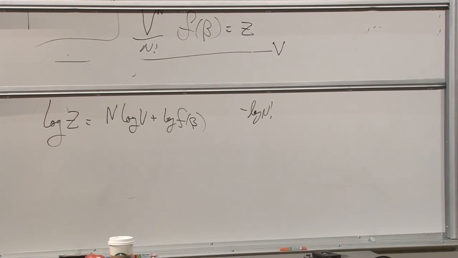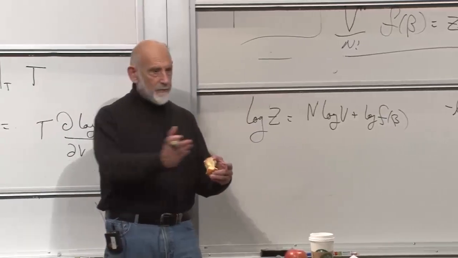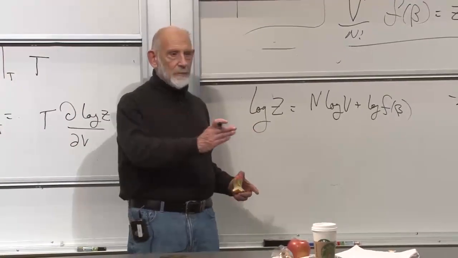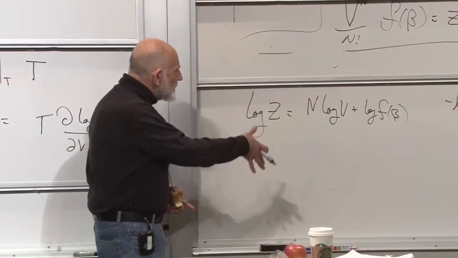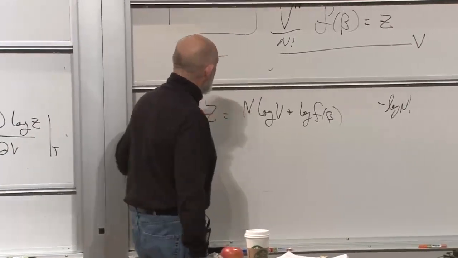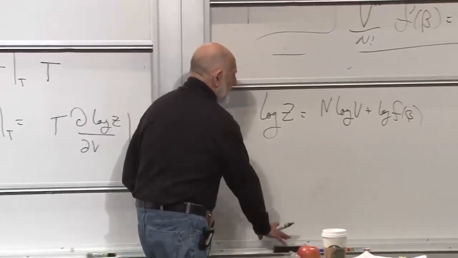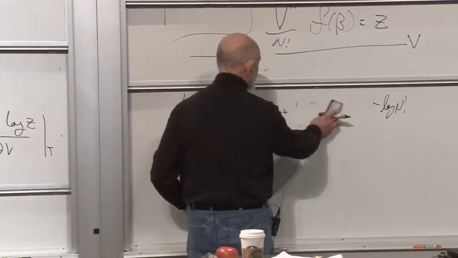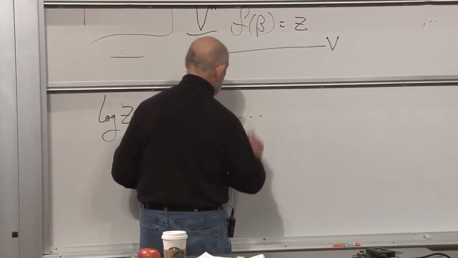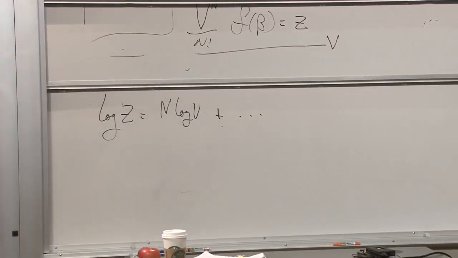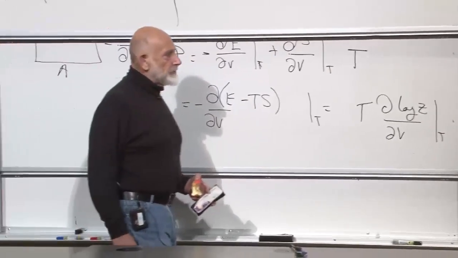Only one term here depends on the volume, and it's this one, the one that just came from the fact that we had to integrate the position of the particle over the whole volume. Nothing else depends on the volume. So when we differentiate with respect to the volume, we can forget everything else, plus uninteresting stuff. Okay, what is the derivative of the log of Z with respect to the volume?